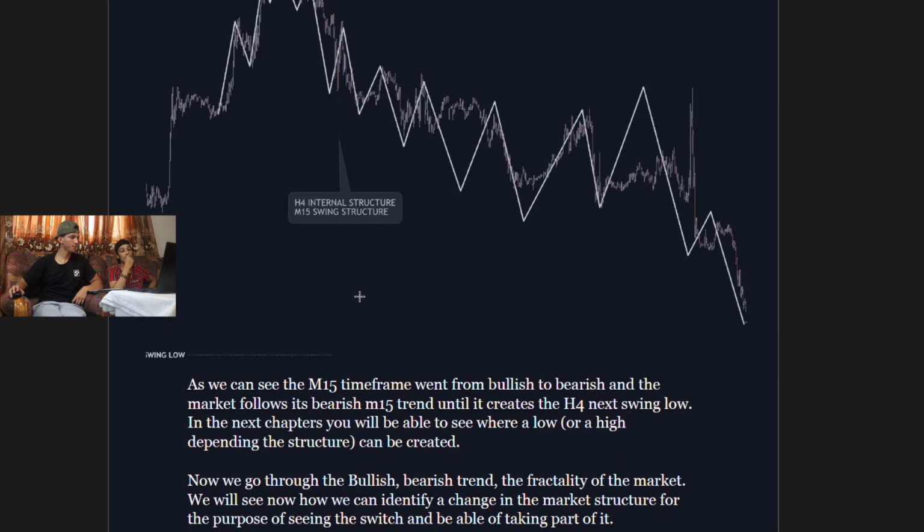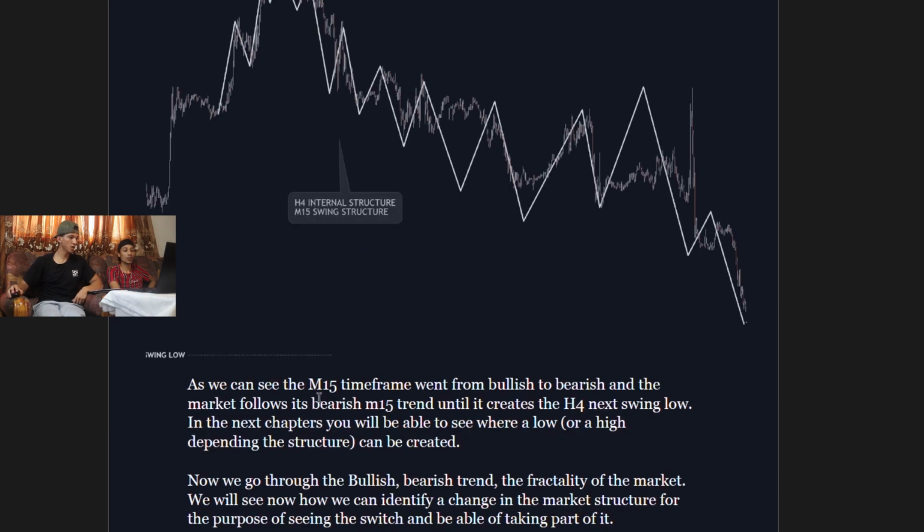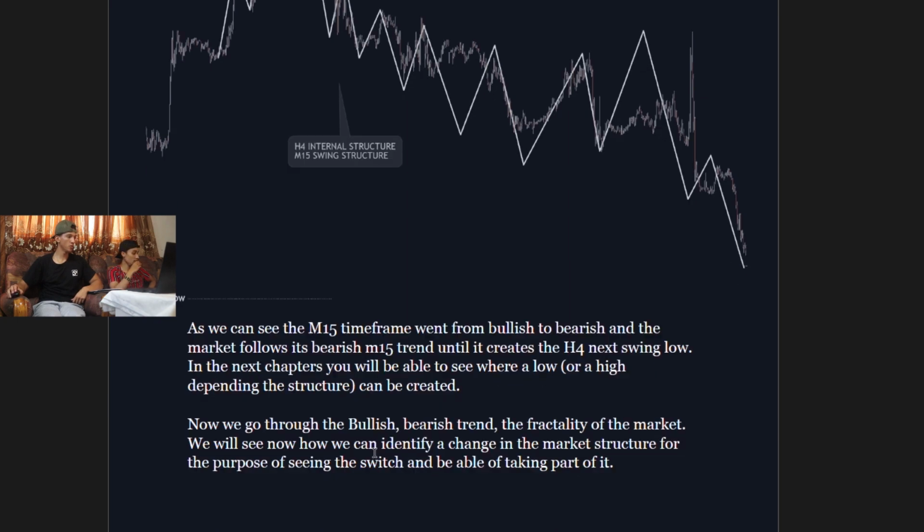So there we go. As we can see, the 15-minute time frame went from bullish to bearish, and the market follows a bearish 15-minute trend until it creates the 4 hour next swing low. Okay, so you have to read this and look at the chart as you read it. In the next chapters, we will be able to see where lows or highs, depending on the structure, can be created. Okay. Now we go through the bullish, bearish trend, the fractality of the market.